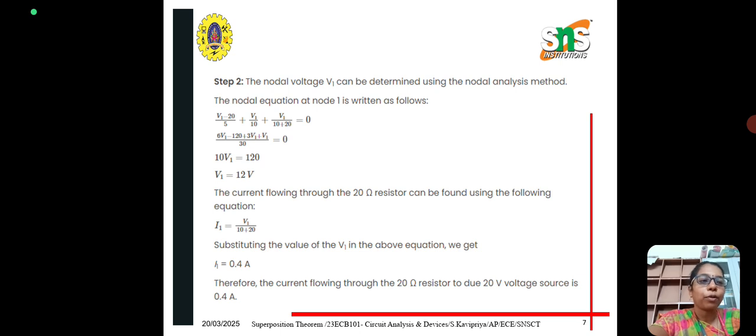After doing such a modification, the nodal voltage V1 can be determined by the nodal analysis method. The nodal equation at node 1 is written as (V1 minus 20) by 5 plus V1 by 10 plus V1 by (10 plus 20) equals 0. After simplifying, we get the value of V1 as 12 volt. The current flowing through the 20 ohm resistance can be calculated using the equation I1 is equal to V1 by (10 plus 20). By substituting the value of V1, we get the current as 0.4 amps. Therefore, the current flowing through this 20 ohm resistor due to the 20 volt supply is 0.4.